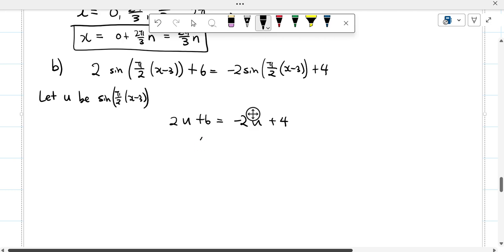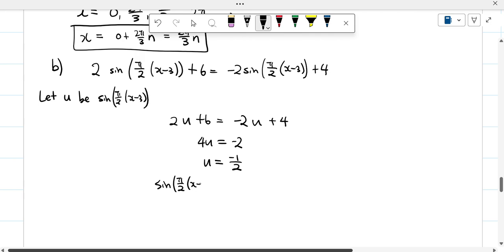I'm going to add 2u on both sides, so I get 4u, and subtract 6 on both sides, so that's -2. I get u is equal to -2 over 4, so -1 over 2. At this point, I bring back the sine. There's going to be sine of pi over 2 times x minus 3 equals -1 over 2.